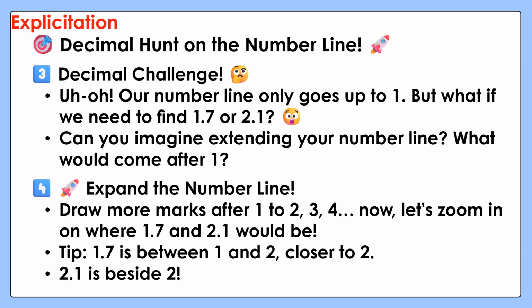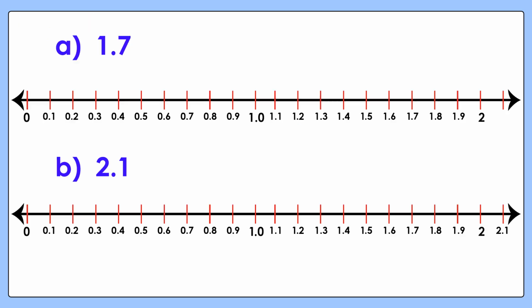Now, let's zoom in on where 1.7 and 2.1 would be. Tip, 1.7 is between 1 and 2, closer to 2. 2.1 is just beside 2. Here's what it looks like. 1.7, its location in the number line, here. 2.1, it's beside 2.